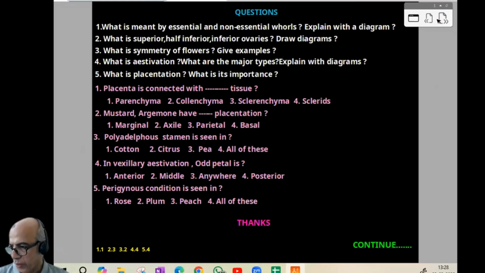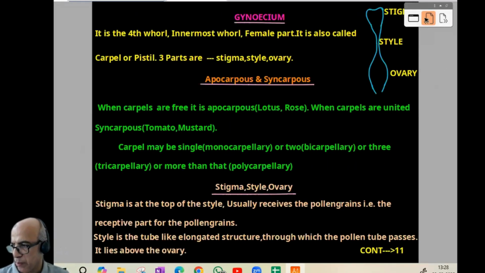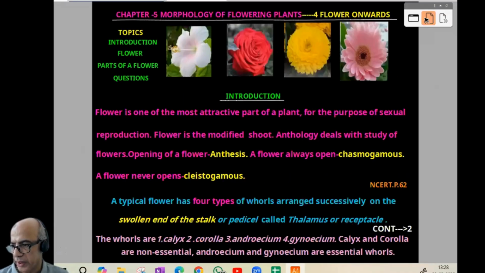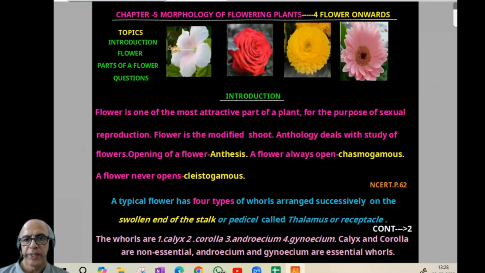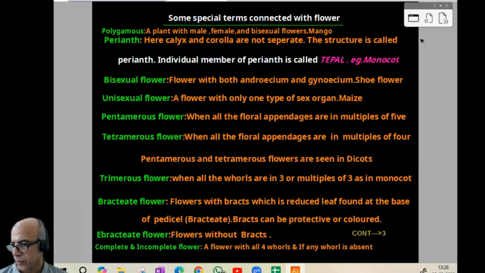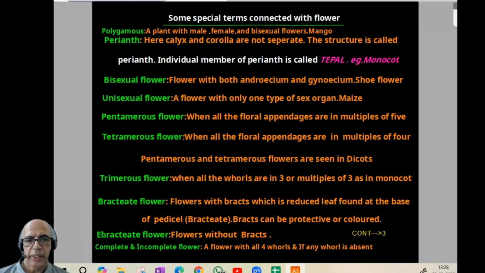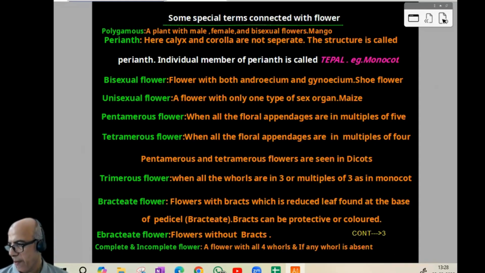After that, five theory questions and five NEET model questions as usual. I think the idea is clear. Let us quickly pass through what all we discussed, because there are too many topics. Initially we started with the flower: what is a flower, what are its features and functions. Then after the introduction, we entered into the topic one by one, first with some special terms. Many terms we studied, then an NCERT diagram.